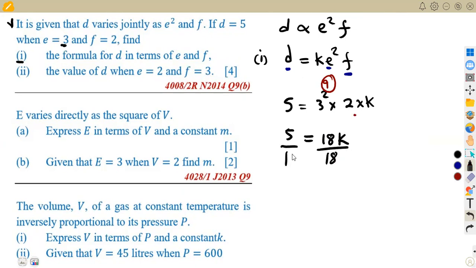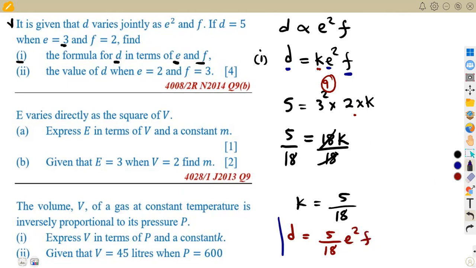So divide by 18 both sides. Thus, we are going to obtain 5/18. So that is the value of K, which is our constant. We are going to substitute because the question needs us to find a formula for D in terms of E and F. So this part must be substituted now. Therefore, we shall have D is equal to 5/18, which is K, then E squared F. All right, so that is how you play around this typical question.